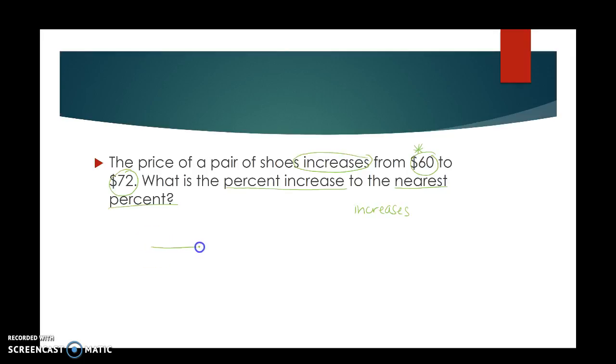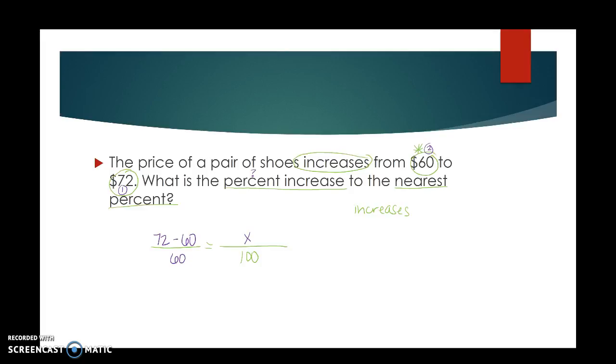So again, I know I'm going to be using my percent proportion, so I'm going to go ahead and set that up. So over 100. Now I'm going to fill in what I know. So I'm going to go ahead and look at my star and put my original where it belongs. And then I'm looking for my big number, so 72, minus my small so I can get my change. And again, it's saying what is the percent. So we don't know what the percent is, so I'm going to put X there.